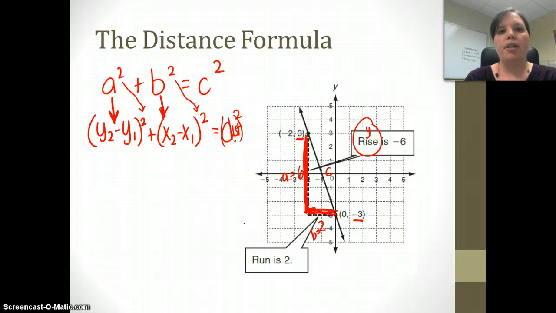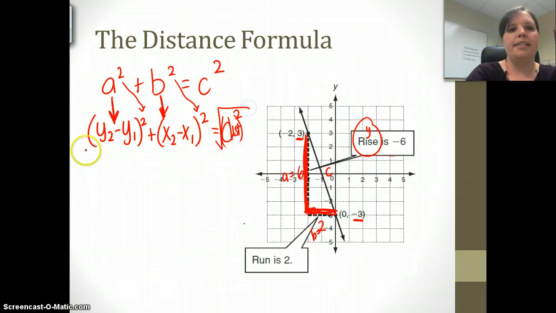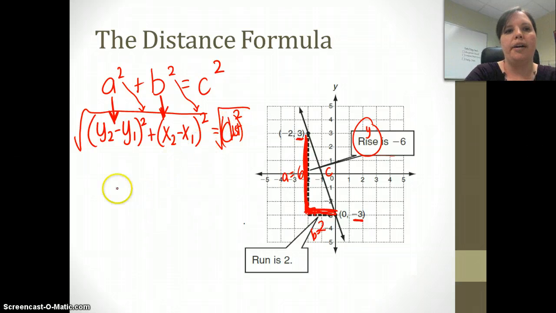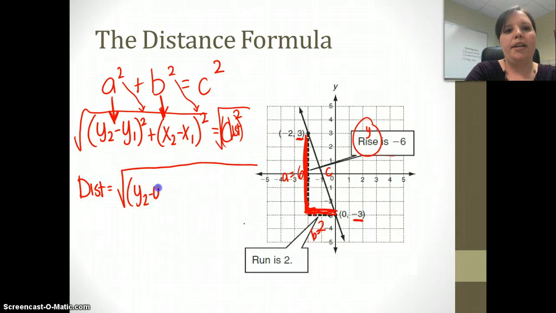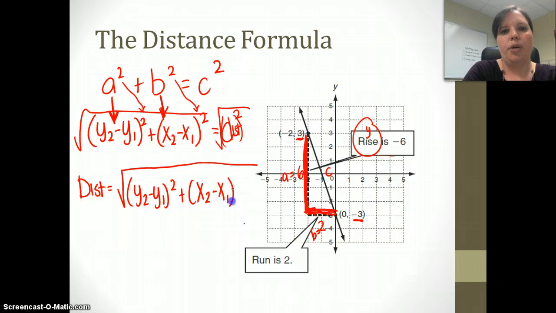The distance formula then, the last piece is, we write it as the distance equals, so we need to take the square root of both sides to get rid of this square. So the distance formula says that distance is equal to the square root, and notice over the whole thing here, the y value subtracted, squared, plus the x values subtracted, squared.